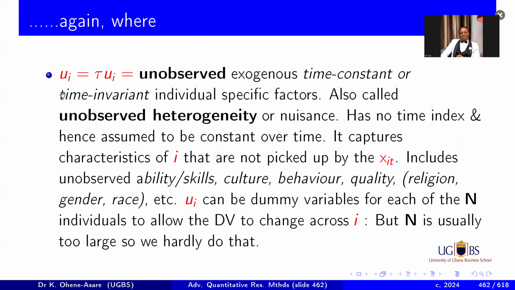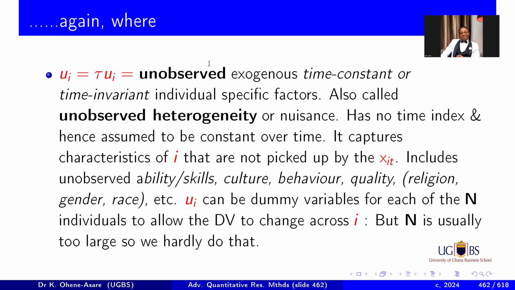Now, that leaves us with the u_i. The u_i is an unobserved factor, the unobserved specific effect. Sometimes it's called unobserved heterogeneity. It's a very nuisance thing. It doesn't have time because it's fixed over time. It has individual because it's changing over individuals. What does it do?